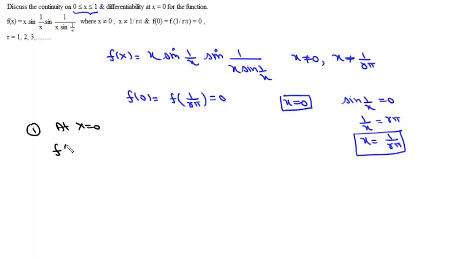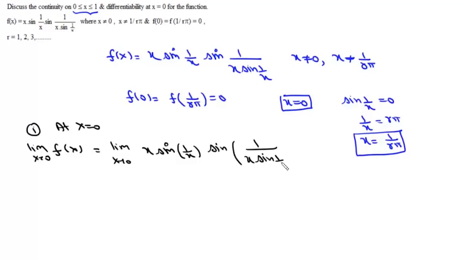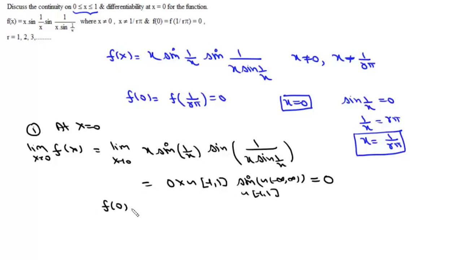Now if we find this limit x tends to 0 f(x), it will be this limit x tends to 0, x sine(1 by x) into sine(1 upon x sine(1 by x)). Now first we'll check its form. Now this is 0 into sine infinite, and sine infinite is an oscillating value between minus 1 and plus 1. And then here this is sine of 1 upon 0, an oscillating value, and the value of sine will always lie between minus 1 and plus 1. So this is 0 into something finite, and 0 into anything finite is simply 0. And it is given that f(0) is equal to 0. It means that this function f(x) is continuous at x equals 0.